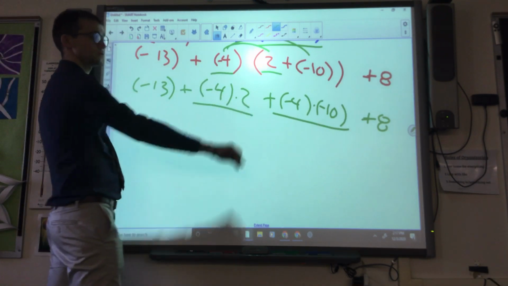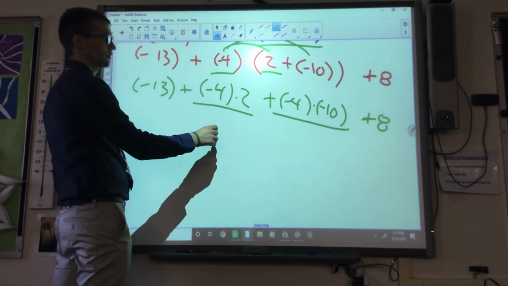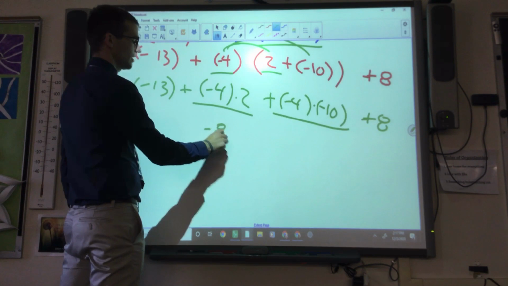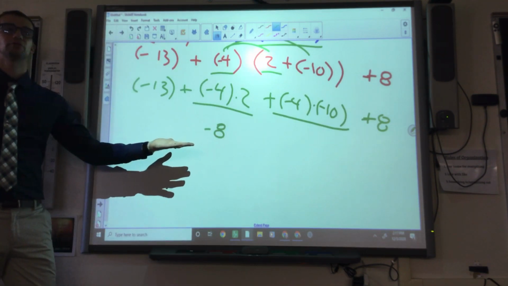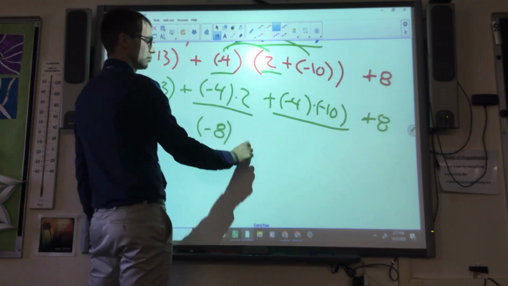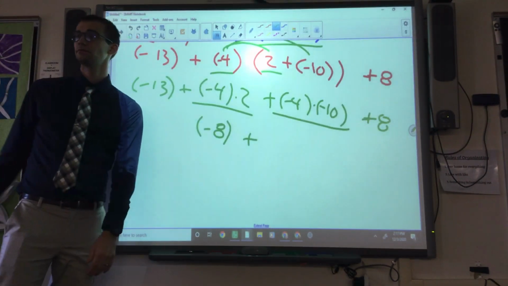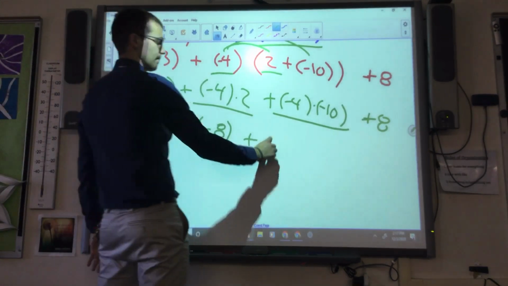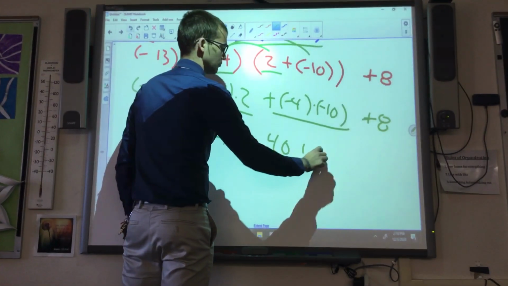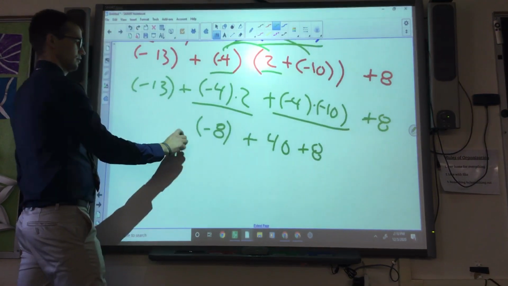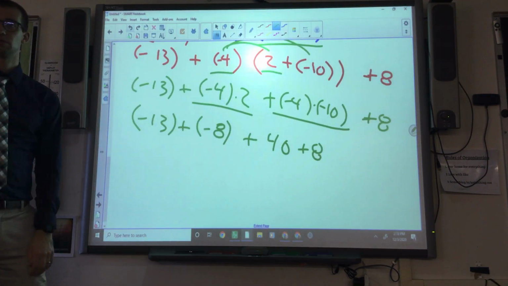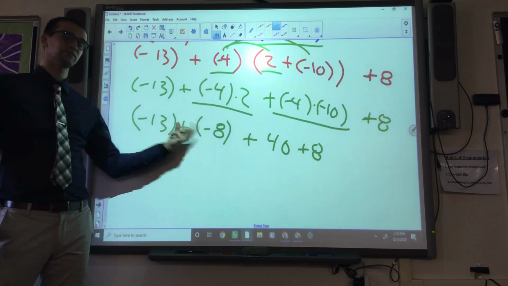Negative 4 times 2, what? Yeah, negative 8, but what do I have to remember to do with that? Yep, put parentheses around it, plus negative 4 times negative 10. Oh, I actually don't have to put parentheses around that. 40 plus 8 plus negative 13. Now, if I'm doing this, I want to add the negatives together.